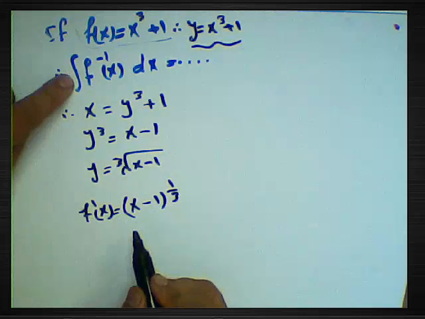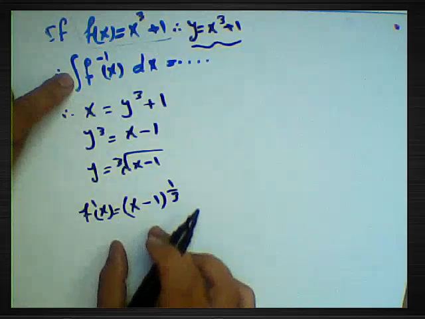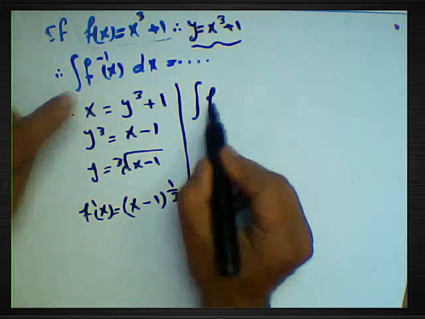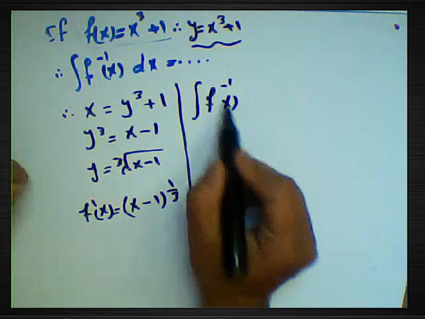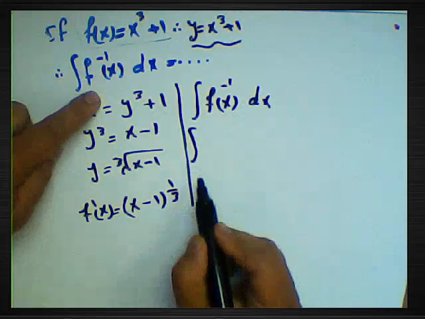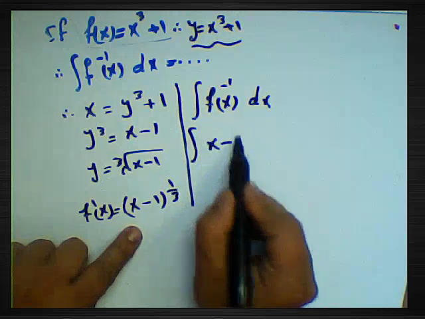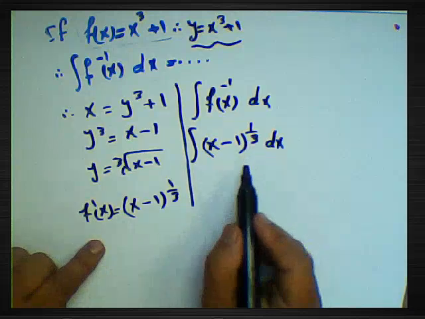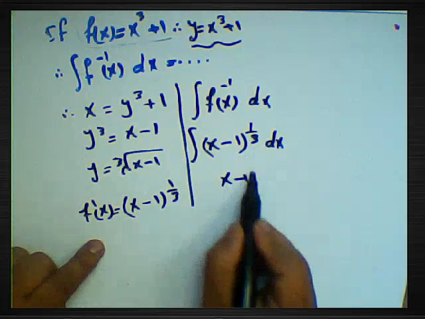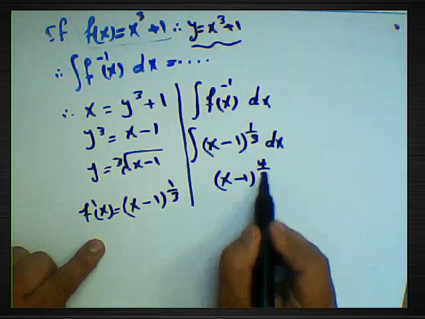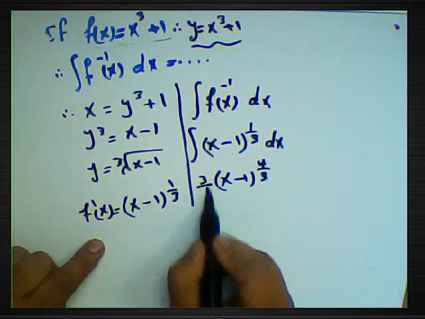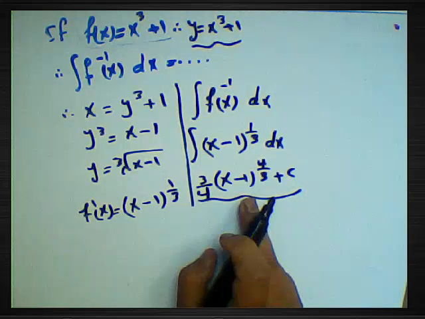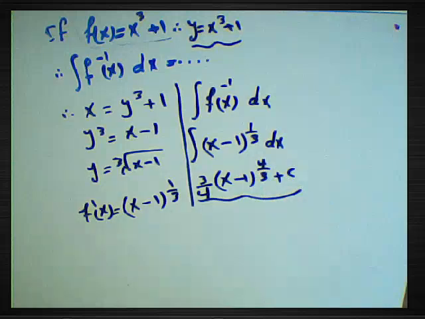So I will put here, cancel this function and write the result and find the integration. Then the integration of f inverse of x, the inverse of this function, dx, will be what? Cancel this function and write (x minus 1)^(1/3) dx. We must add 1 to the power and divide by the new power, so the result will be (x minus 1)^(4/3) divided by 4/3, it will be 3 over 4, plus constant. So the result will be 3 over 4 multiplied by (x minus 1)^(4/3) plus constant.